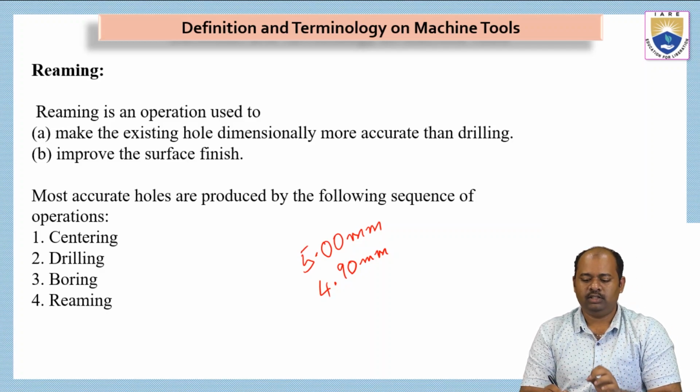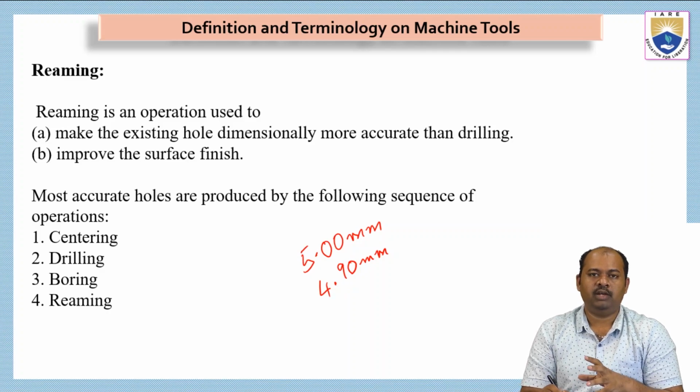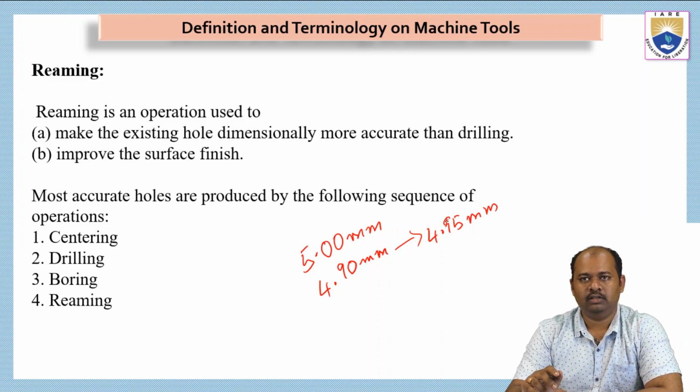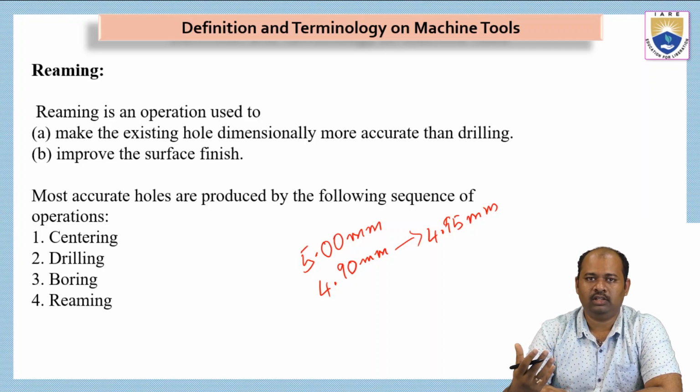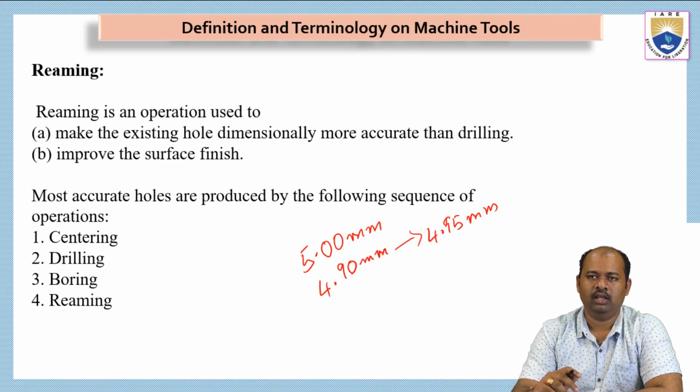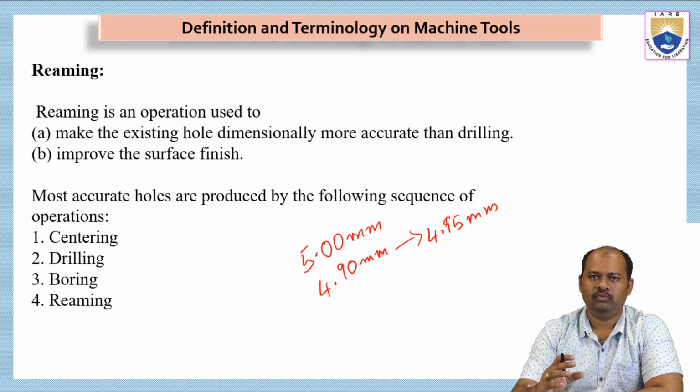A drill bit of diameter 4.90 will produce a hole of about 4.95 mm diameter. But actually I need a hole of 5 mm. So what will I do? I will go for other operations, because most drill bits, for safety purposes, produce a lesser dimension hole. Just a small variation will be there, but they will produce a smaller hole as required. So that is why we should go for other operations, not only for safety.